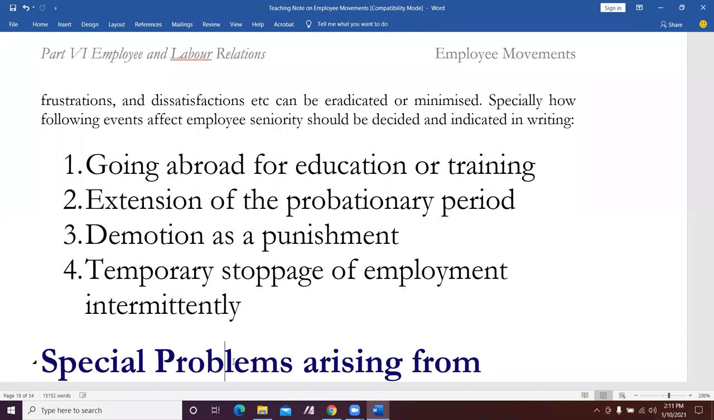Demotion as a punishment, are we going to consider it? Then temporary stoppage of employment intermittently. In case of layoff, are we going to consider it? Maybe the temporary stoppage is for only 3 months or 6 months.